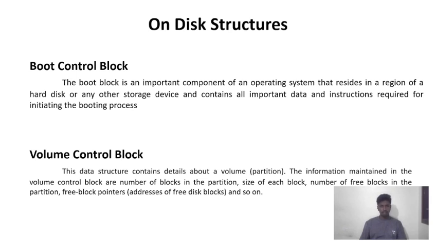Volume control block. This data structure contains details about a volume, like partitions in the computer system. The information maintained in the volume control block includes the number of blocks in the partition, the size of each block, the number of free blocks in the partition, free block pointers, and so on.